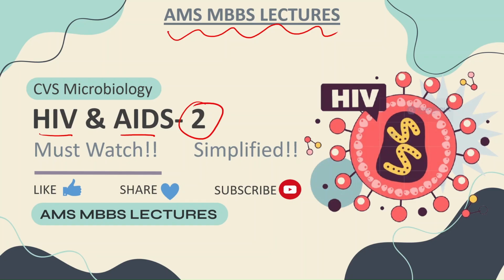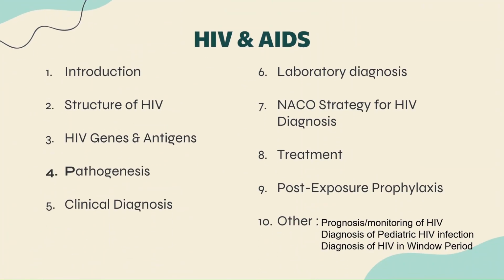In the previous part, we covered the first 3 topics, that is the introduction, structure of HIV, and HIV genes and antigens. Right now, we're going to look into the details of the pathogenesis of HIV, guys.